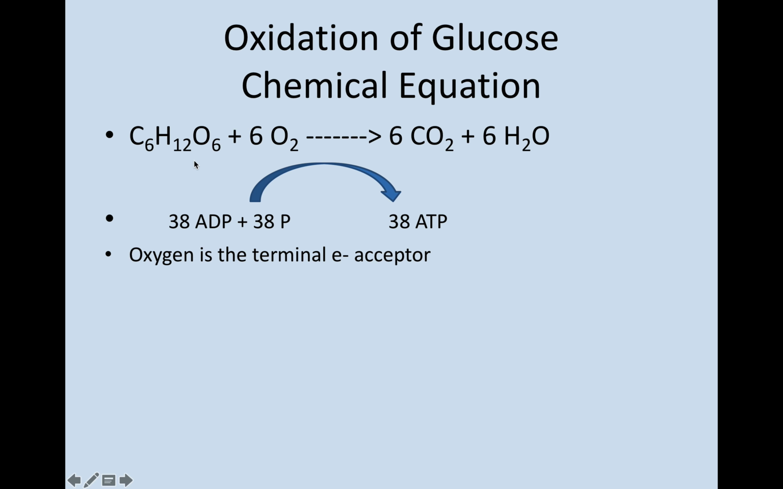We're going to follow this general chemical equation, C6H12O6 plus 6 O2. Oxygen is the terminal electron acceptor. We're going to yield 6 CO2 and 6 waters. In this process, this is bacteria again, we're going to get 38 ADP plus 38 phosphates, making 38 ATP.